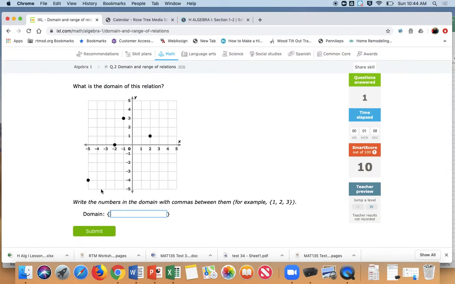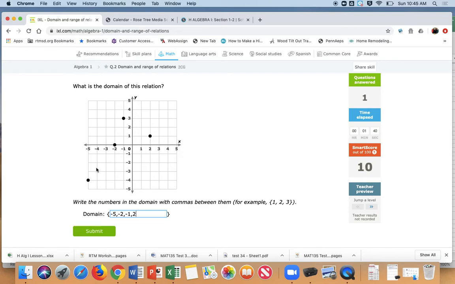So what is the domain of this relation? So the domain is talking about the x values. So I have an x-axis and a y-axis. So essentially, I'm going to take these points and just follow them up to this x-axis here. So it's going to be negative 5, comma, negative 2, comma. That point comes down to negative 1, and this one goes down to 2.